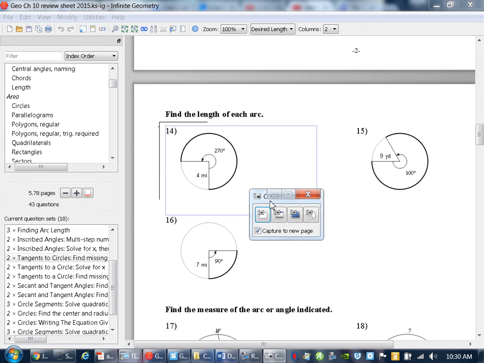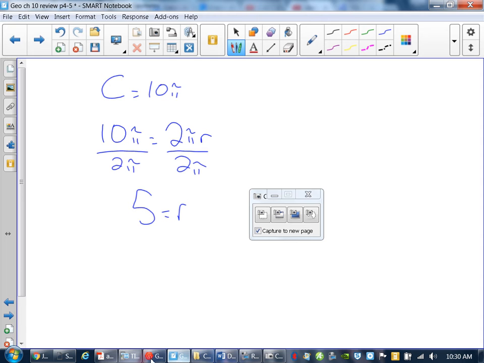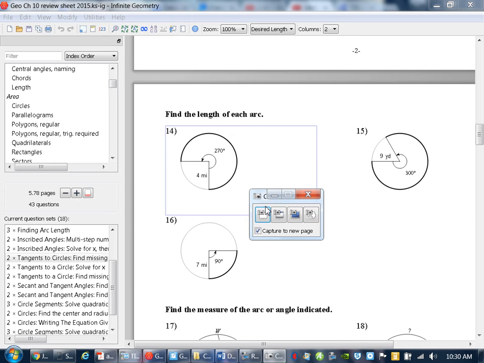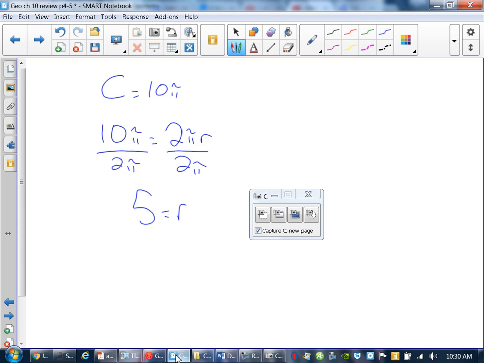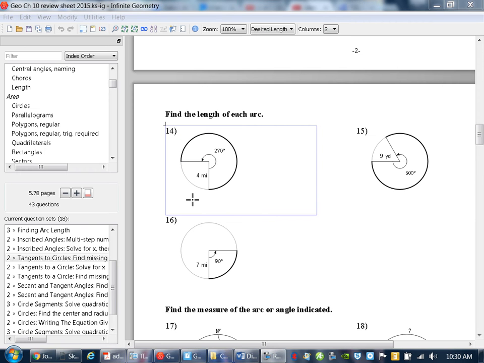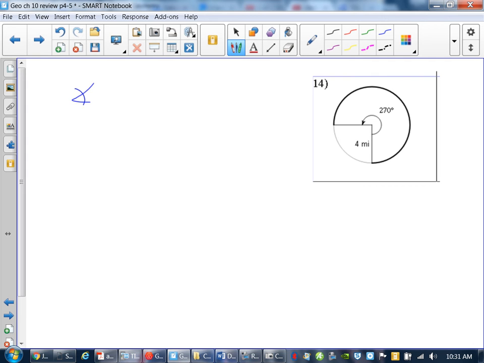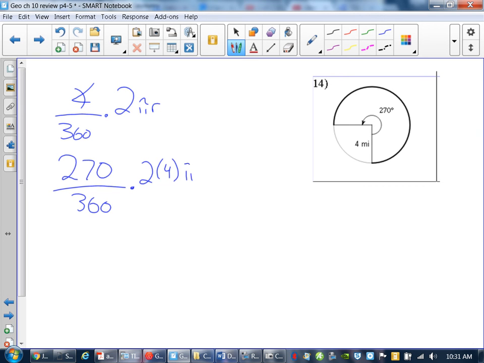So this one here, it's asking you to find the arc length. Now, arc length is found by our formula: central angle over 360 times 2 pi r. Fill in the blanks. We know that our angle is 270 over 360 times 2 times 4 times pi.